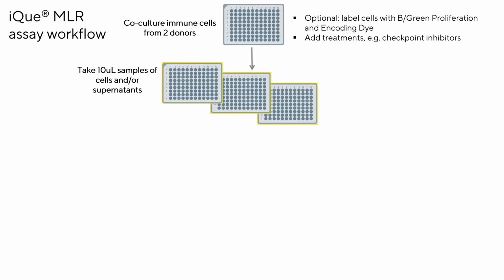Samples are then transferred to V-bottom plates for labeling. And because each kit only requires a 10 microliter sample volume, multiple samples can be taken from the single assay plate for analysis at multiple time points or using multiple kits.